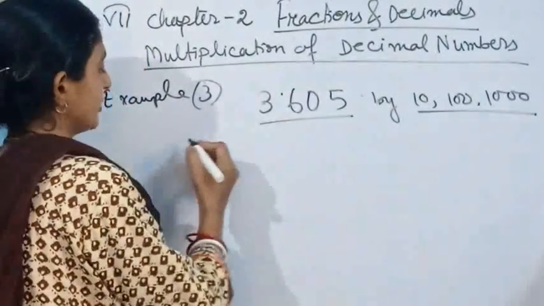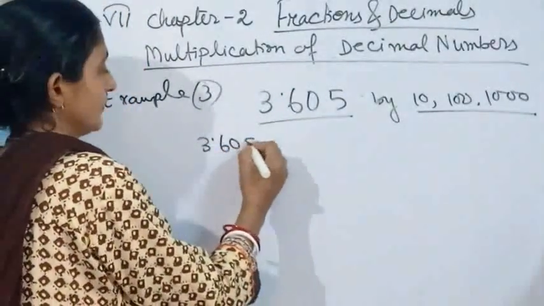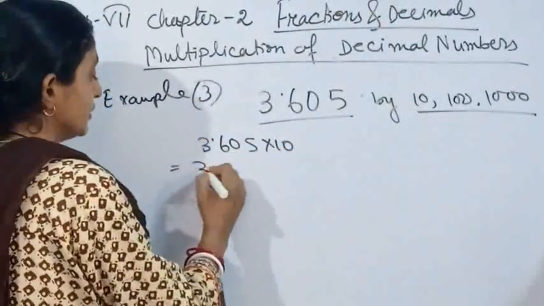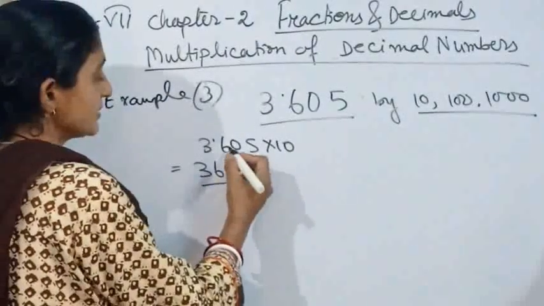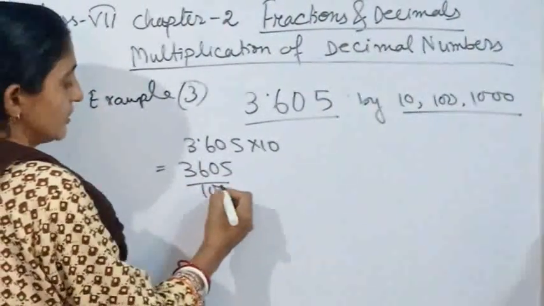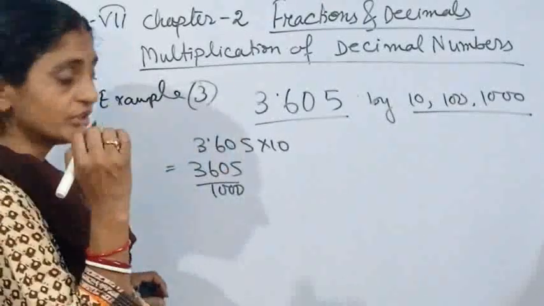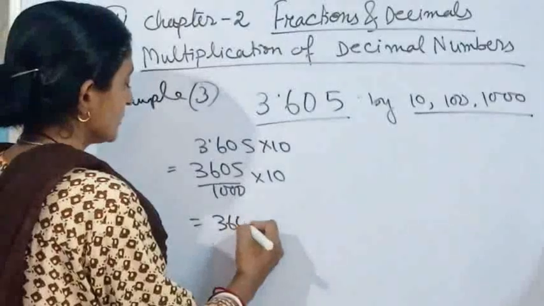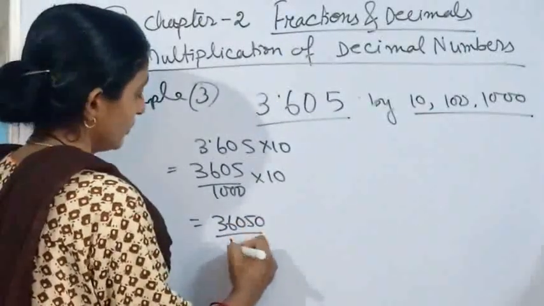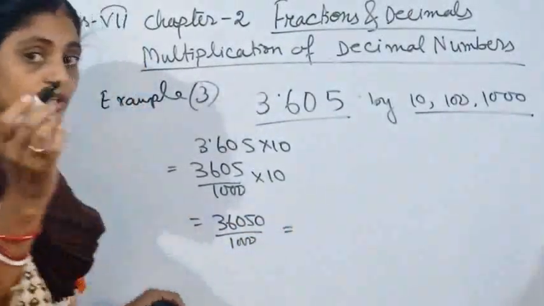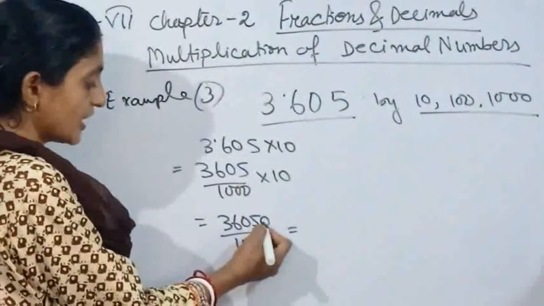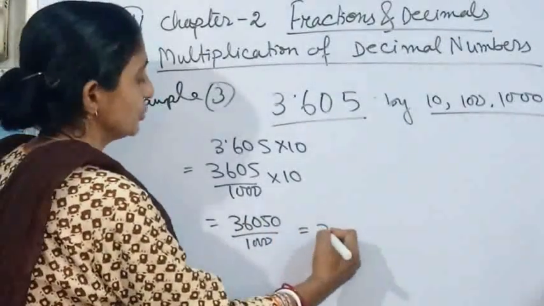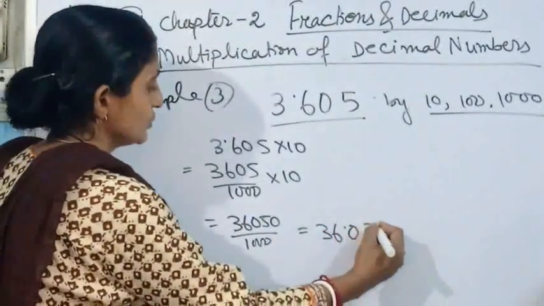Here I am going to multiply this one by 10. So what can I write? Here I can write this one will be 3605 over 1000, as it has 3 decimal places, so I will take 1000 because 3 zeros will be there. Then I am multiplying this one by 10. So ultimately what I am getting? 3605, then 0. So let's put the decimal. From the right hand side I have to leave 3 places, so 1, 2, 3 places. Here I will put the decimal. So it will be 36.050.